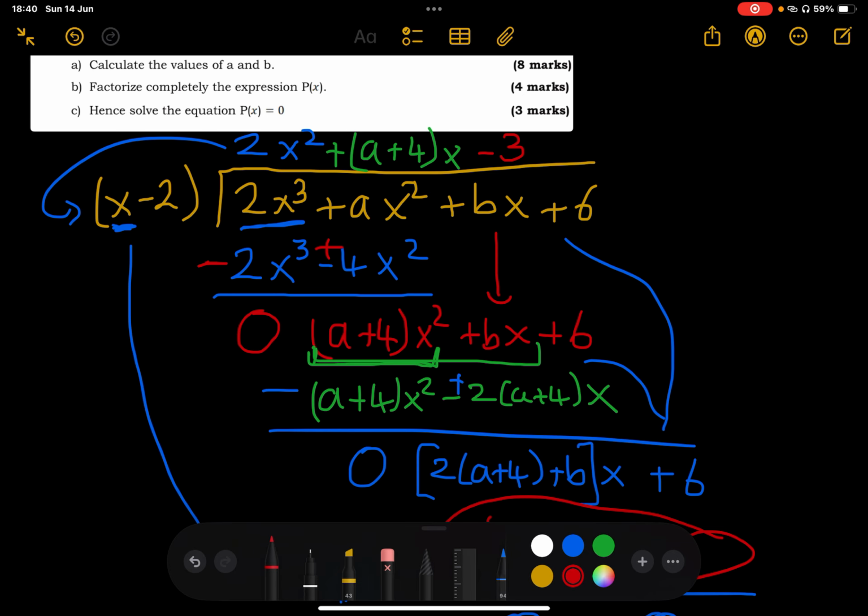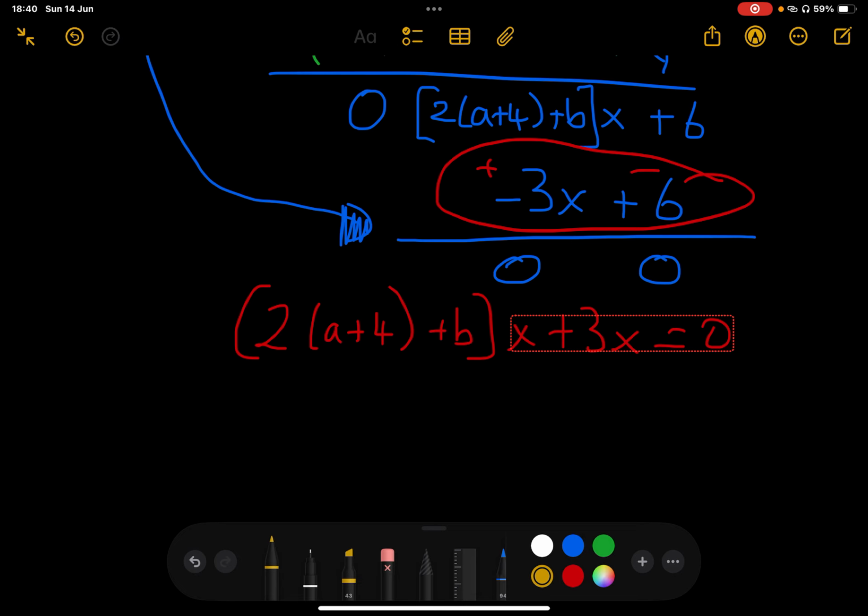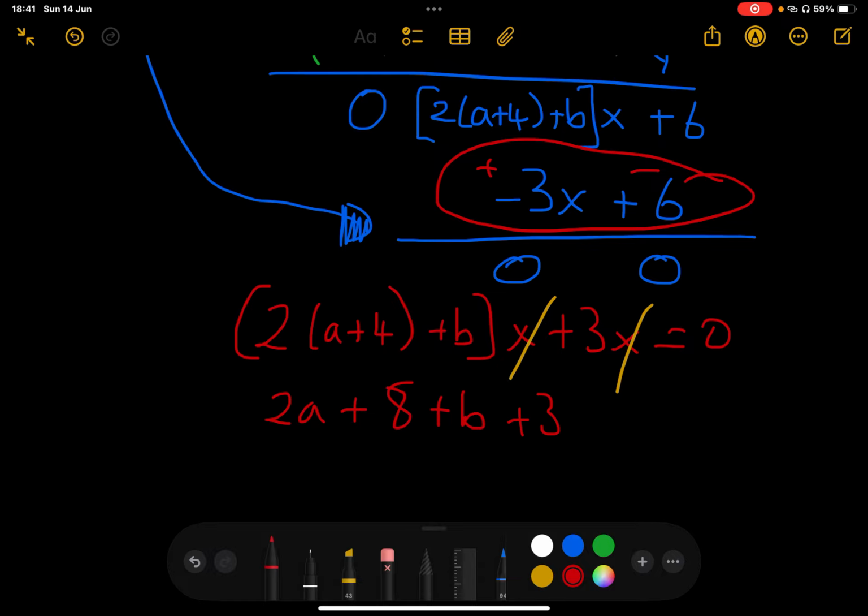Okay, so we know the remainder is 0, so that also means that, when I do this addition, 2a plus 4 plus b x, then plus 3x equals 0. We can divide across by the x because it's in every term, and we can multiply this out, so we have 2a plus 8 plus b plus 3 equals 0. So we have 2a plus b. 8 and 3 is 11, and moving to the other side is minus 11. Okay, so this is the first equation we have.